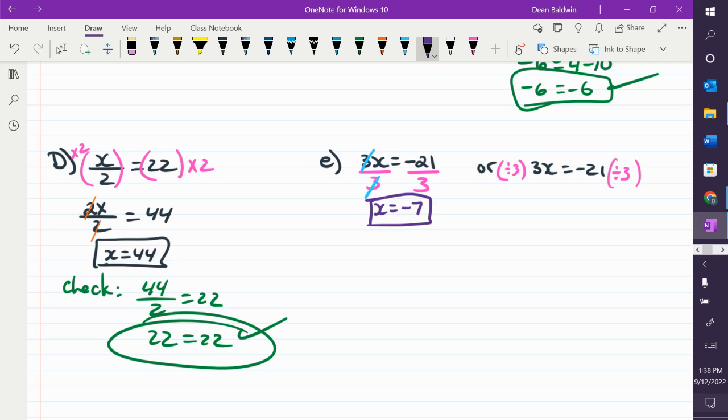Is that okay? All right. Page 14. It's the last, page 14 and 15, I guess. It's the last little bit.